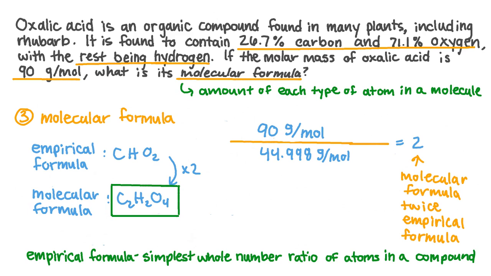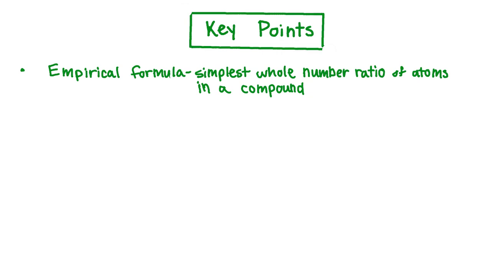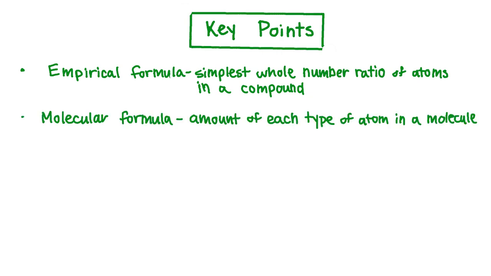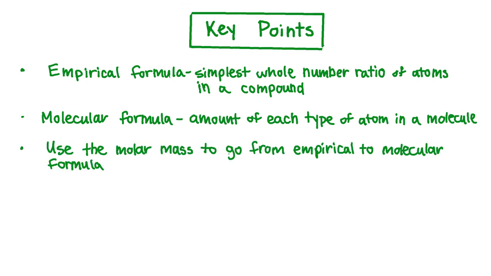So now that we've learned about empirical and molecular formulas and worked some problems, let's take a look at the key points for this lesson. The empirical formula expresses the simplest whole number ratio of atoms in a compound, while the molecular formula expresses the amount of each type of atom that's in a molecule. If we know the molar mass of a compound, we can convert from the empirical formula to the molecular formula.